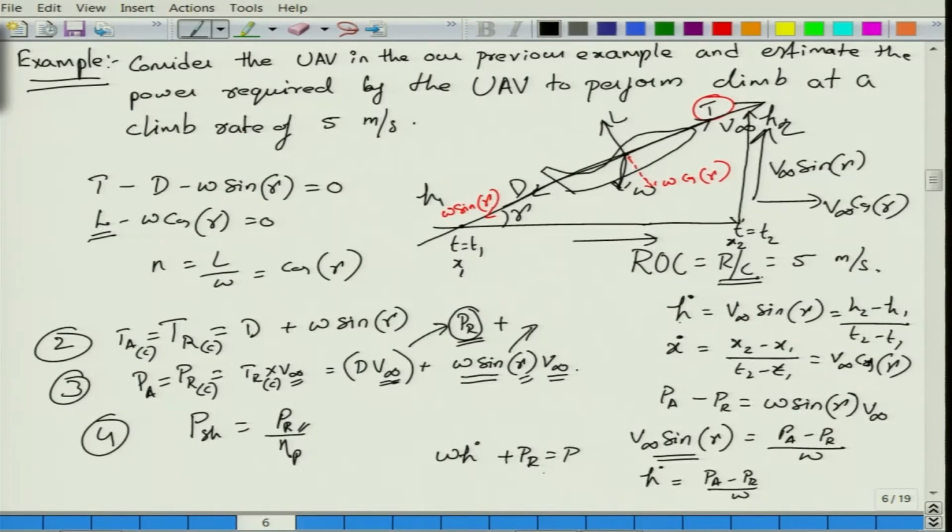Power required is drag into velocity. Given h dot here and the weight of the aircraft, if you know the drag, the PR, you will be able to find out what is PA. So, this PR is nothing but drag into velocity again.